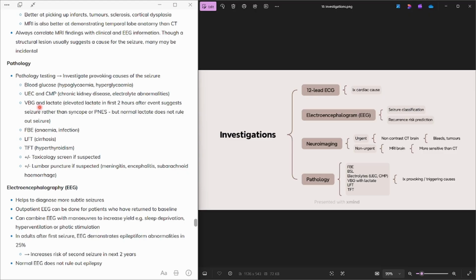We also do a VBG and a lactate, and an elevated lactate in the first 2 hours after the event usually suggests a seizure rather than a syncope or a psychogenic non-epileptic seizure. However, a normal lactate does not rule out seizures.